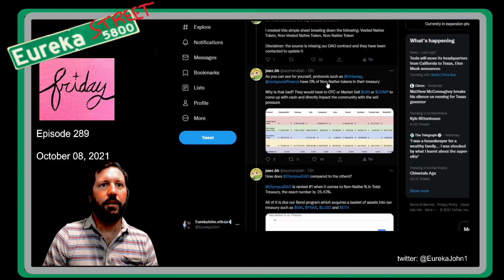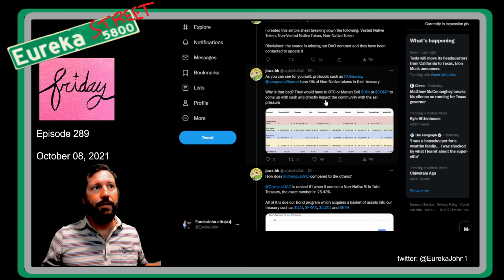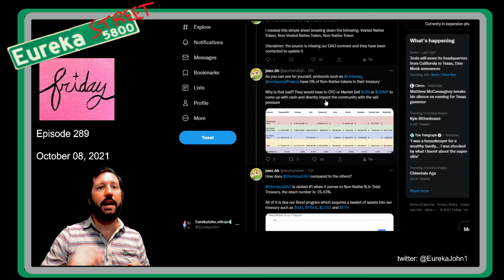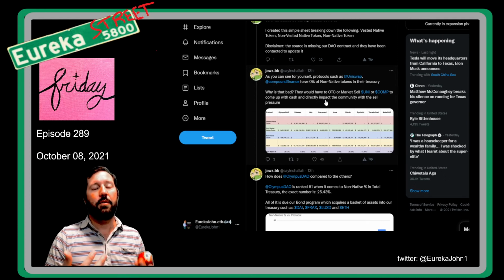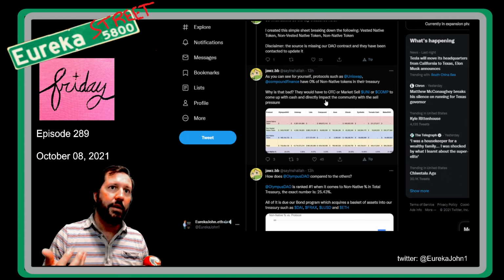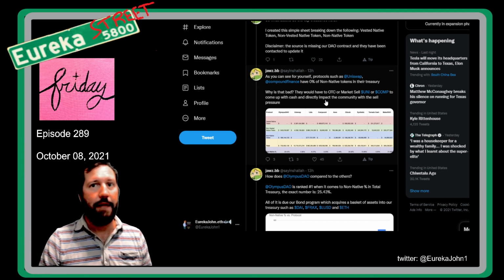As you can see for yourself, protocols such as Uniswap and Compound Finance have 0% of non-native tokens in their treasury. Why is that bad? They would have to over-the-counter sell or market sell UNI or Compound to come up with cash and directly impact the community with the sell pressure. So if they found themselves in a pinch and they need that cash, they would have to sell their own token. And what happens to the community whenever their own token gets sold to make ends meet? Then the value of that token goes down, and that is bad for the community.